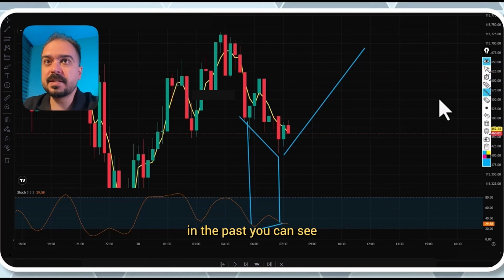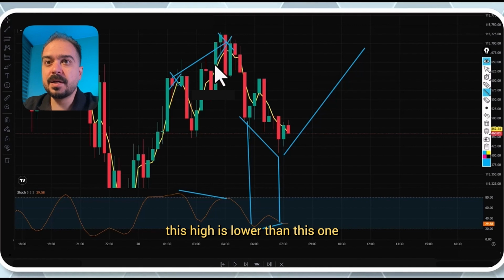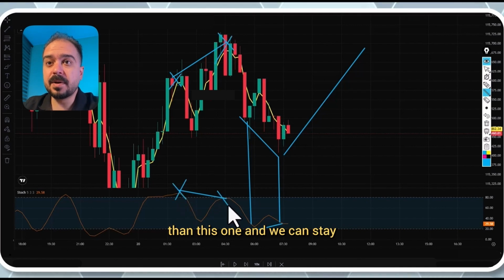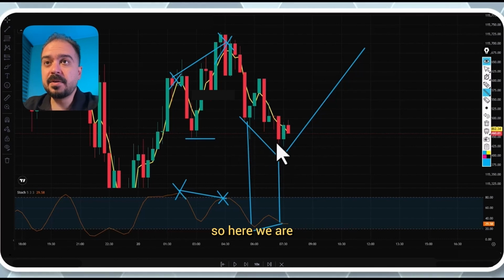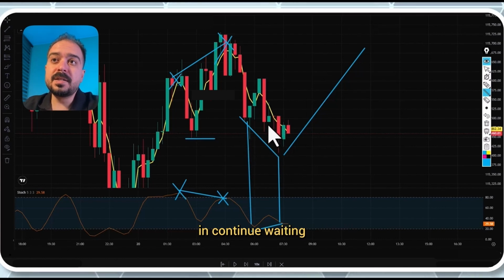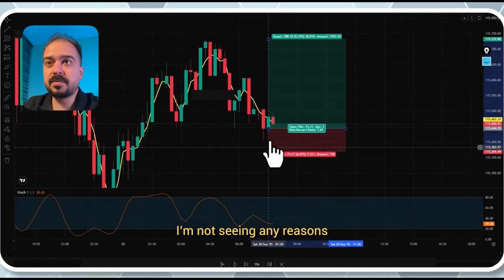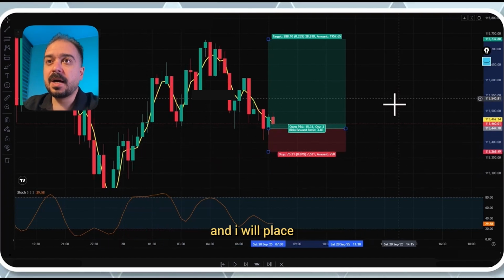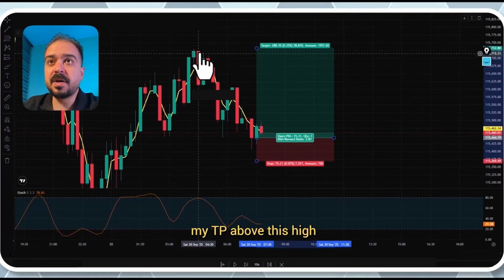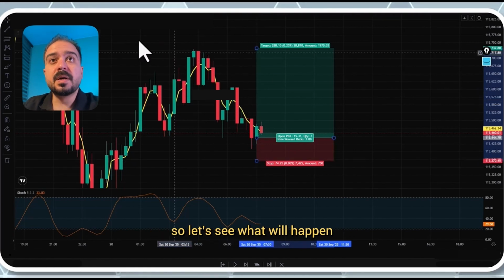Here in the past, you can see we have a clear divergence between these two highs. This high is lower than this one, but this high is higher than this one. And we can stay in position to touch the saturation area. Here is enough for touching this liquidity. So here we continue waiting for going up. So let's see what will happen. I don't see any reason for price coming back because everything has been touched, as I've told you before. And I will place my TP above this high and my stop here below this low. So let's see what will happen.